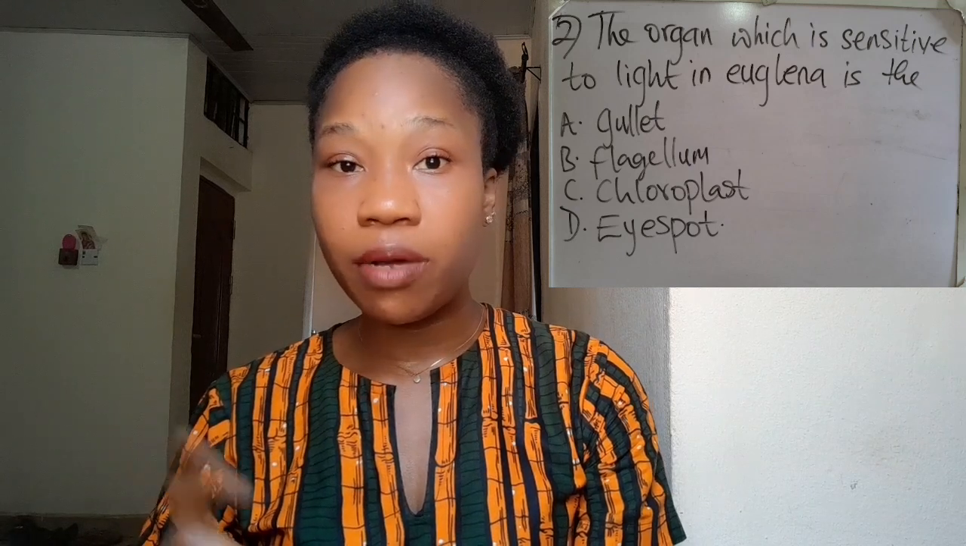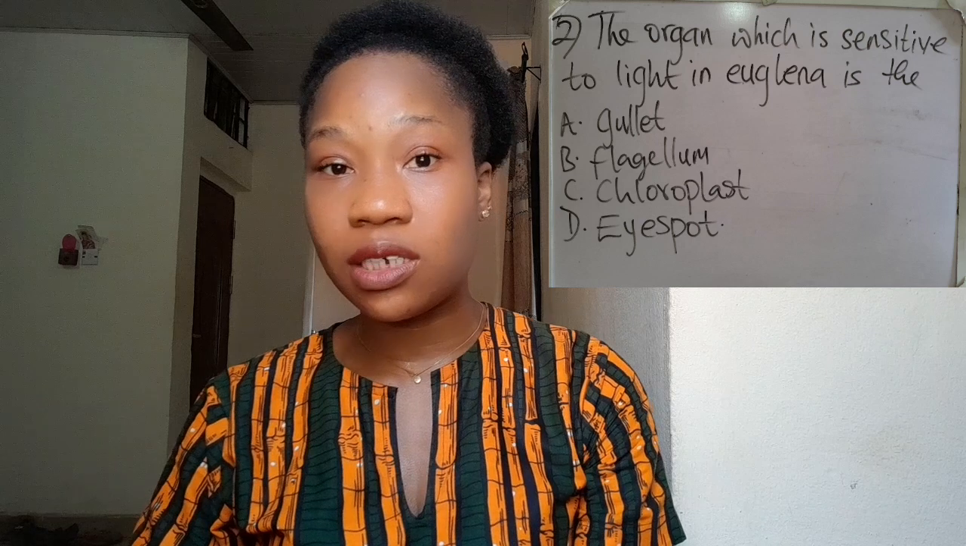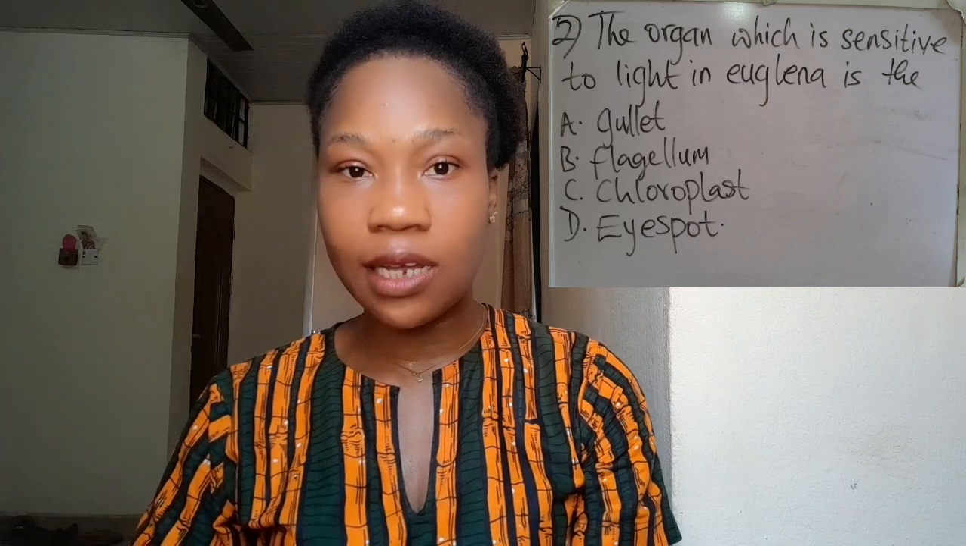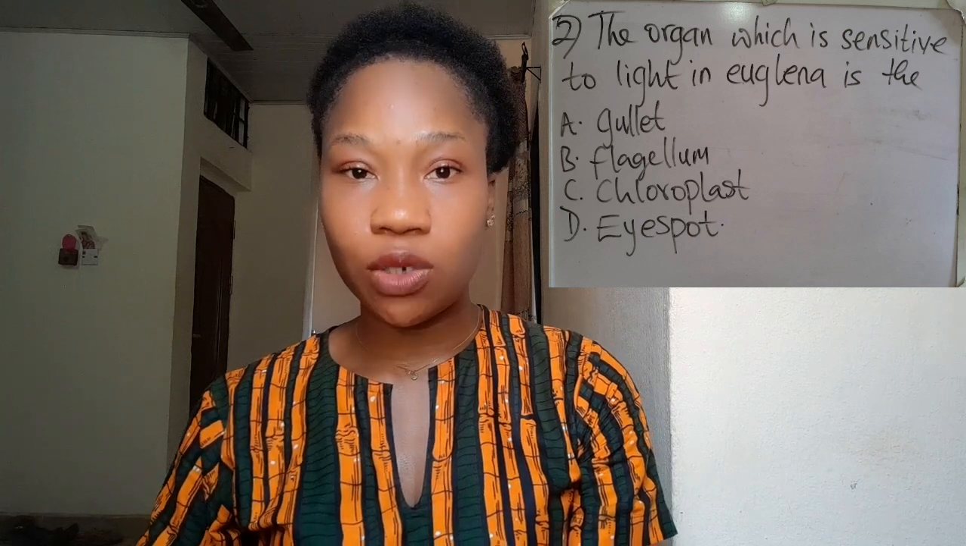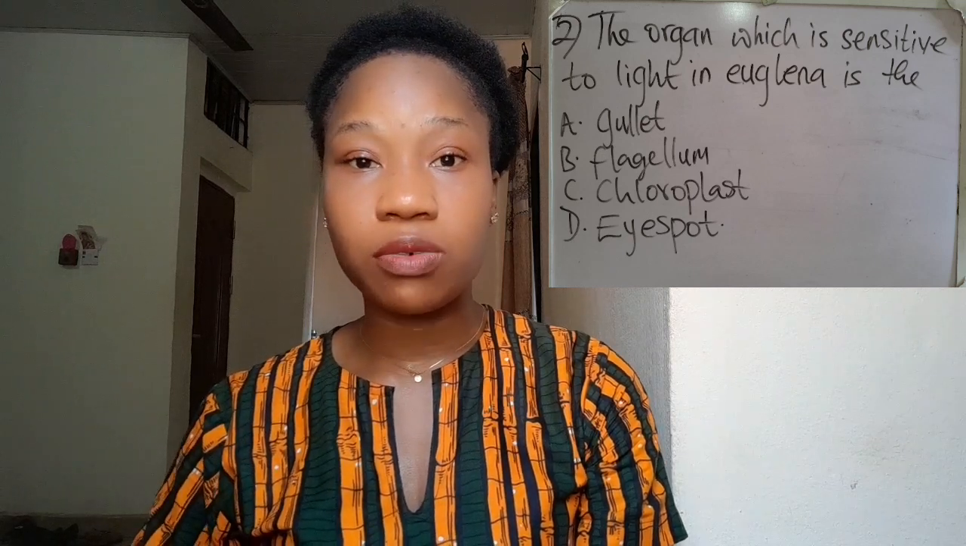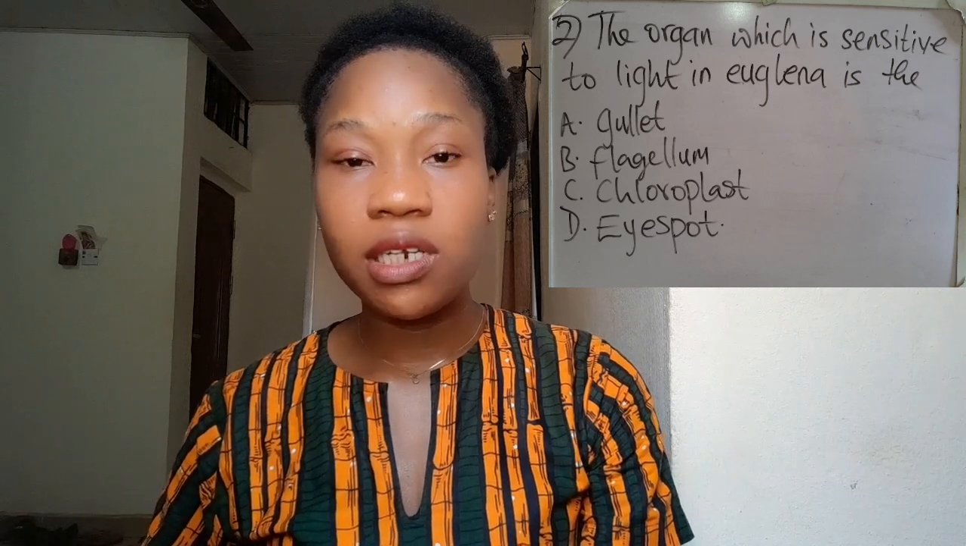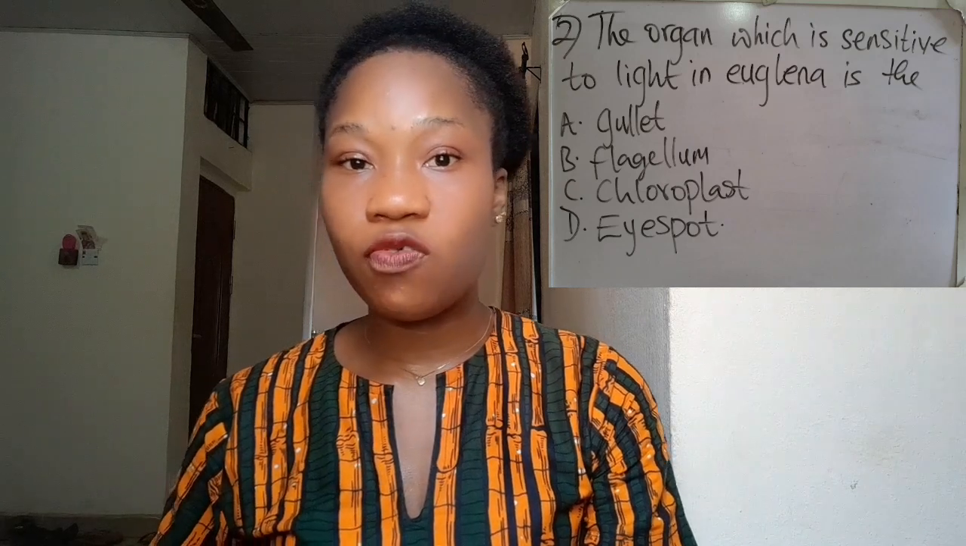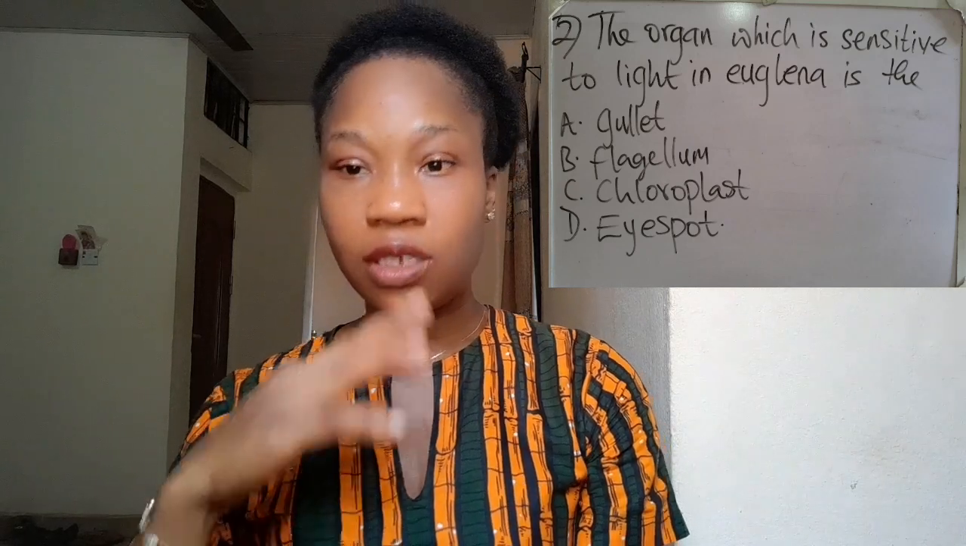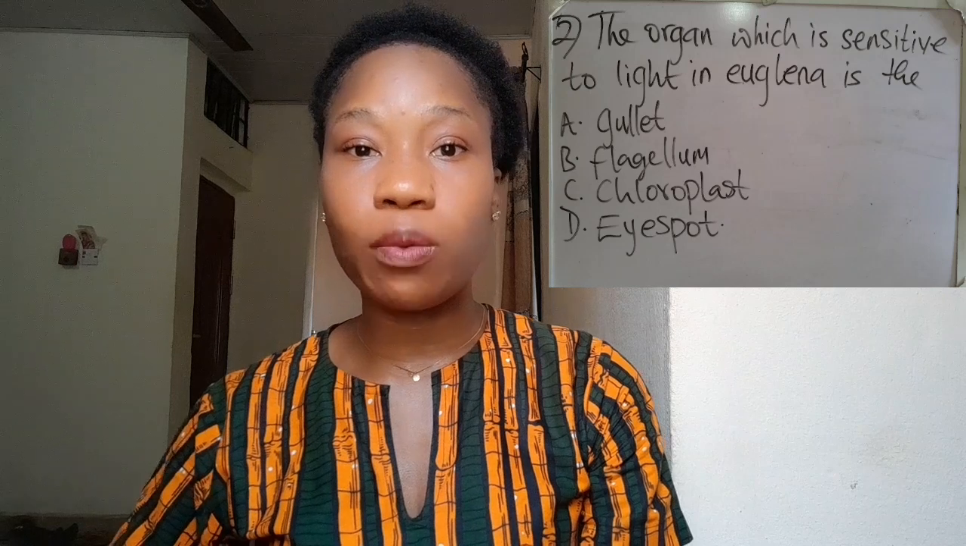The gullet is simply like a mouth part, through which food goes into the euglena. Remember, the euglena is that organism that possesses both plant and animal features. Do you understand? It is a unicellular organism, but it has both plant and animal-like features. Then option B says flagellum. Flagellum is a locomotory organelle, meaning it is an organ for movement. Then option C says chloroplast.